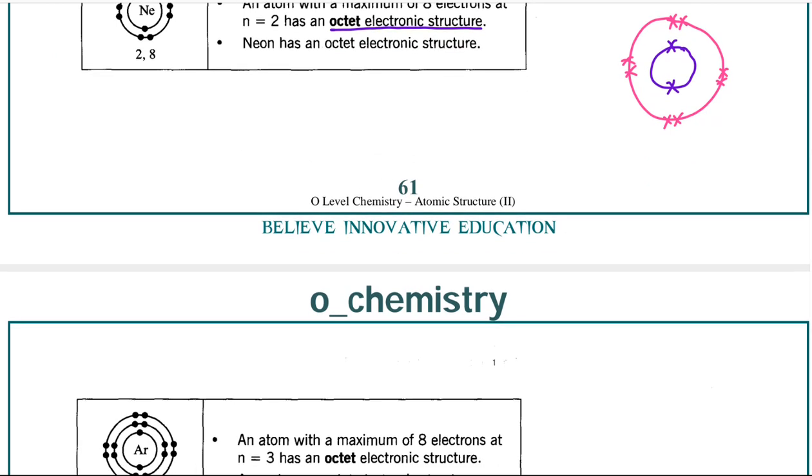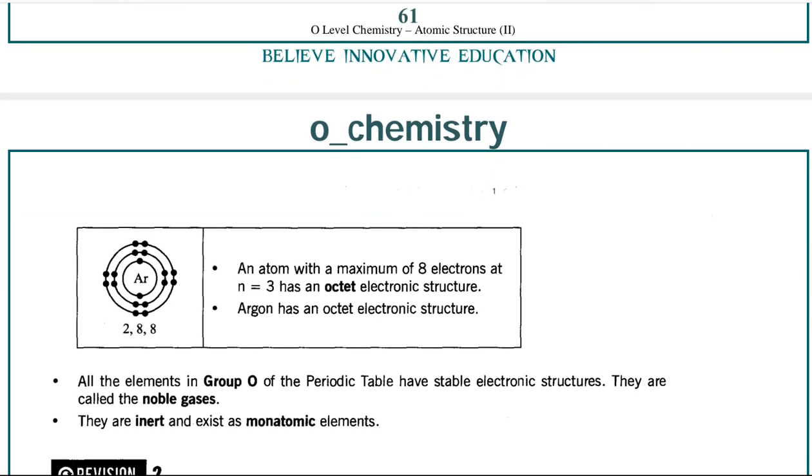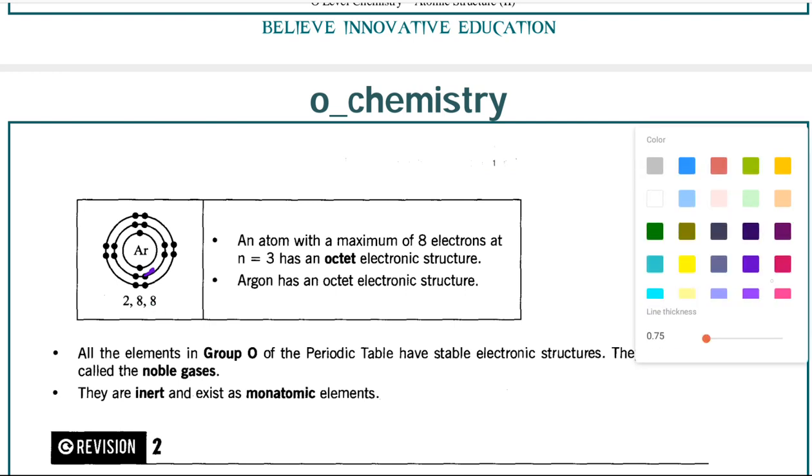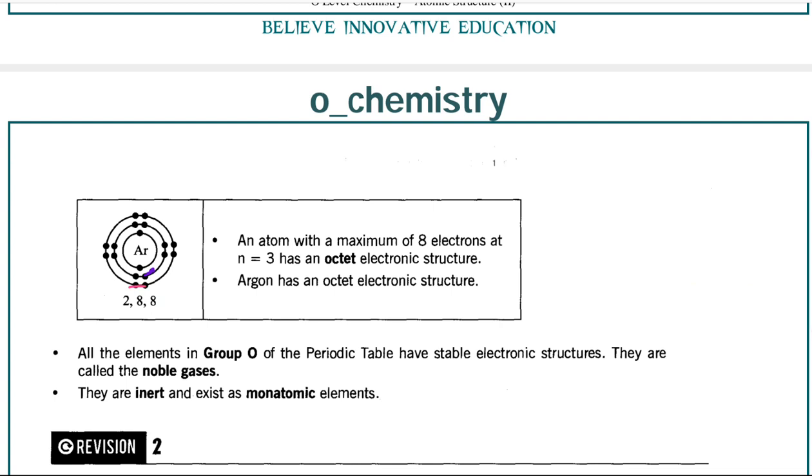Then we go further. We also have argon. Argon has a maximum number of electrons, which is 8, but rather than being in the second shell, we find them in the third shell, which is this one. So they will also have an octet configuration, or an octet electronic structure.